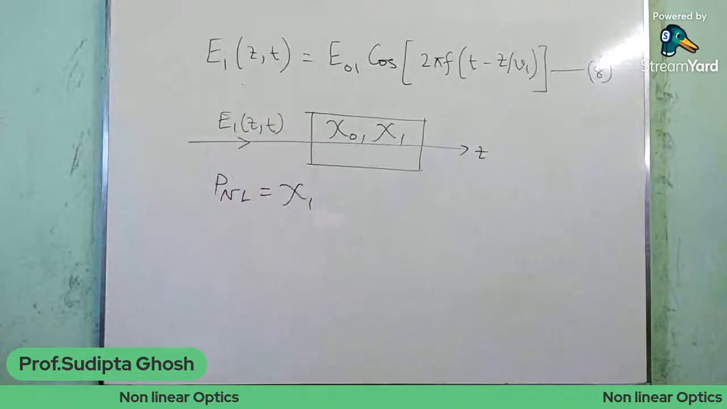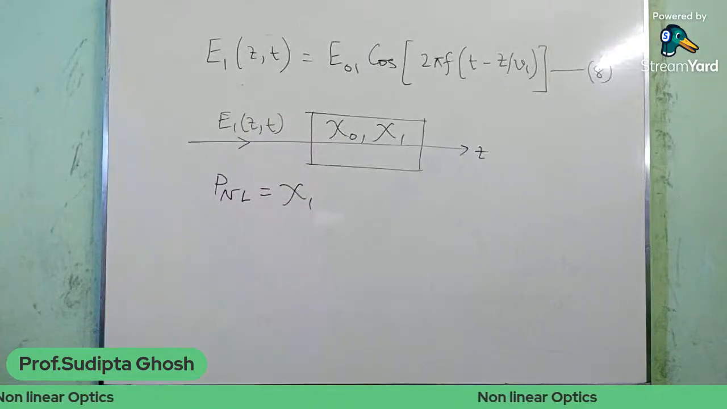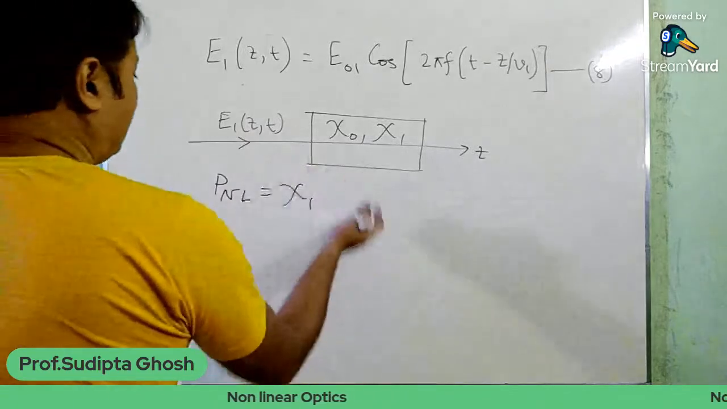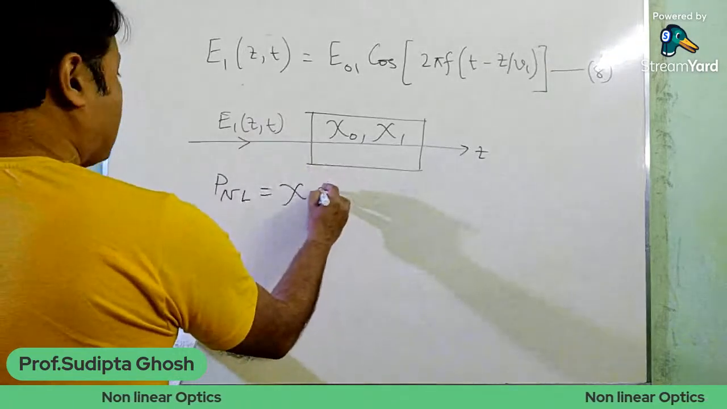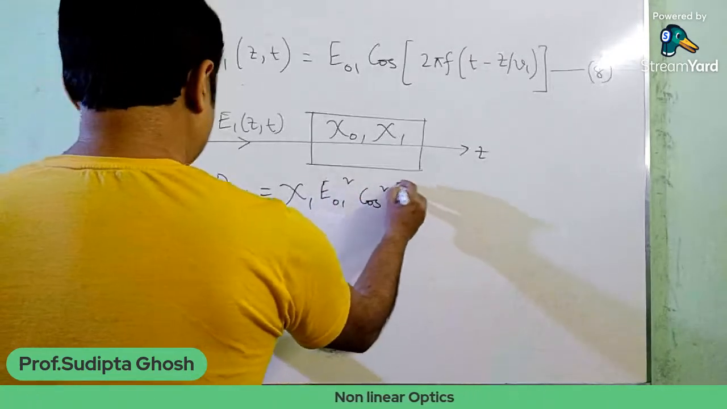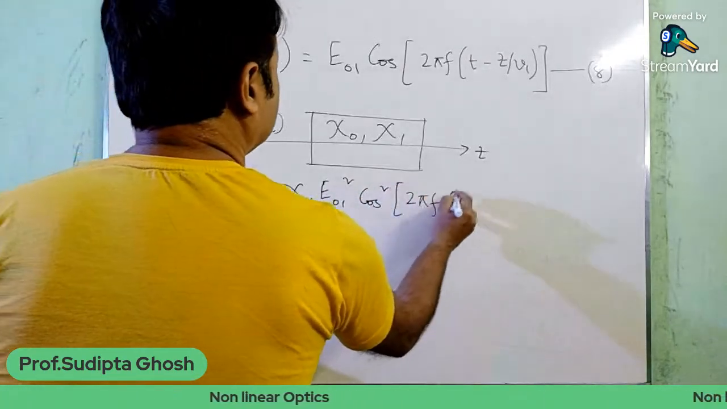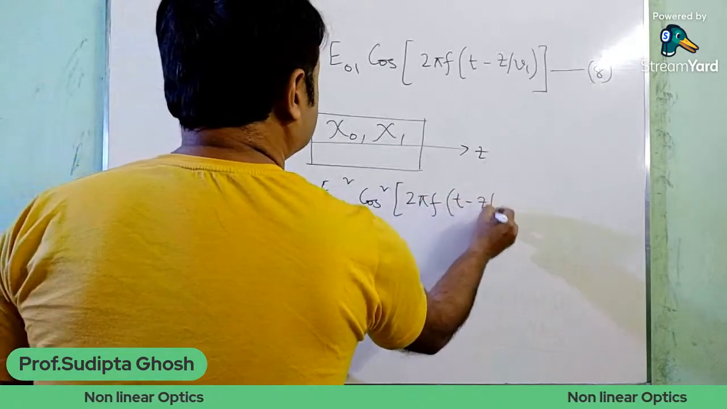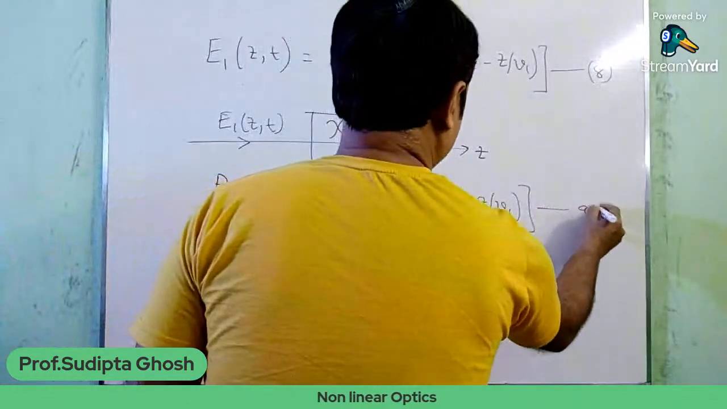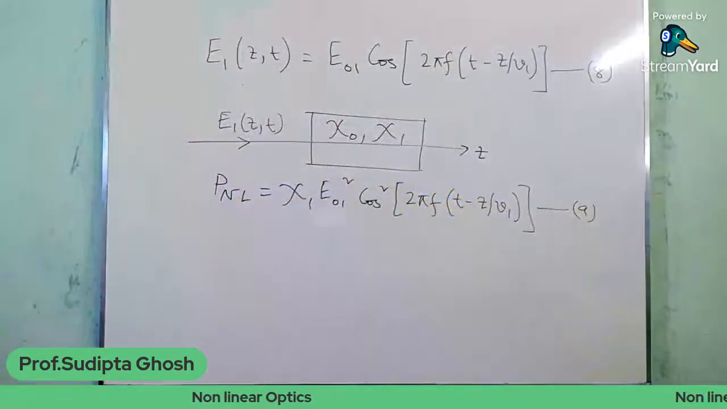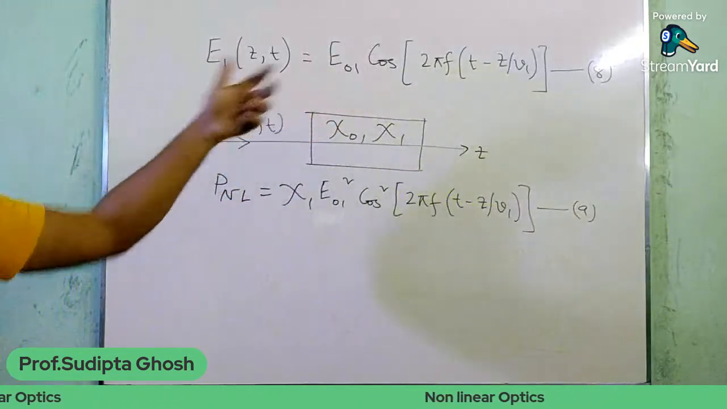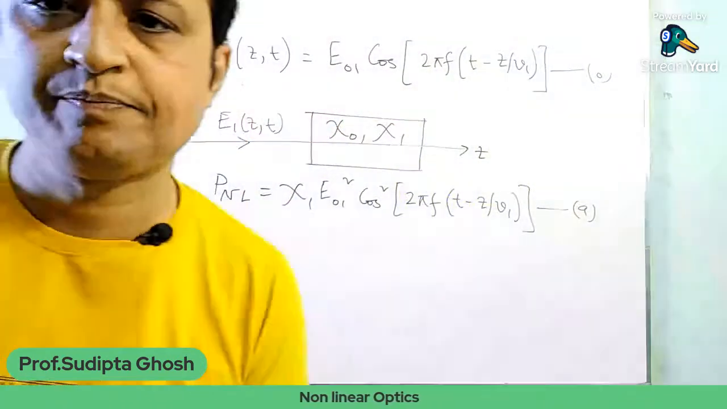Now here in equation 8 we have the value of E1. So putting the value of E1 square here, we have E01 square and then cos square 2 pi f into t minus z by v1. So this is equation number 9. We have substituted the value as given in equation 8 in equation number 6.